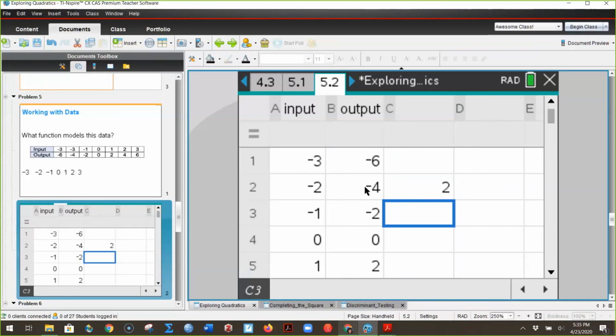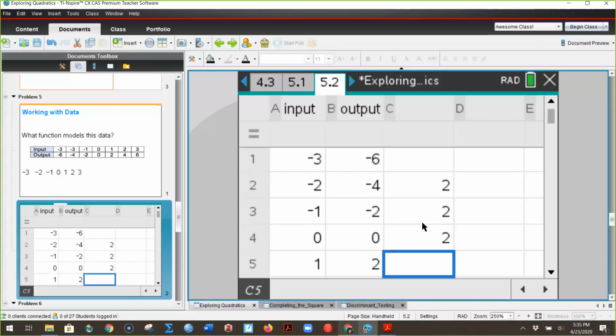So I really only have to work over here. And so -2 minus -4 is also a 2. And 0 minus 2 is a 2. And 2 minus 0 is a 2. 4 minus 2 is a 2. 6 minus 4 is a 2.